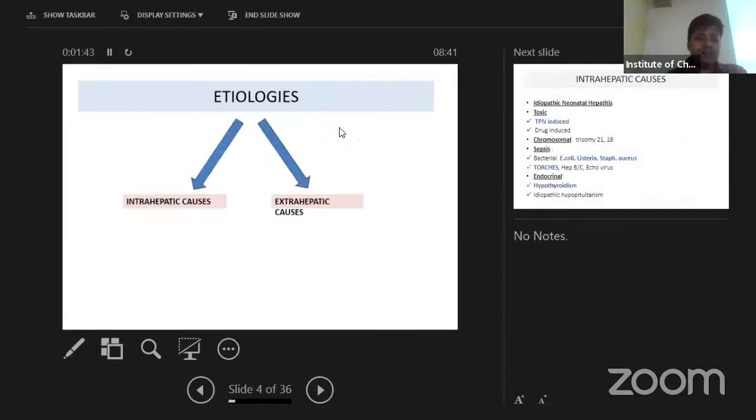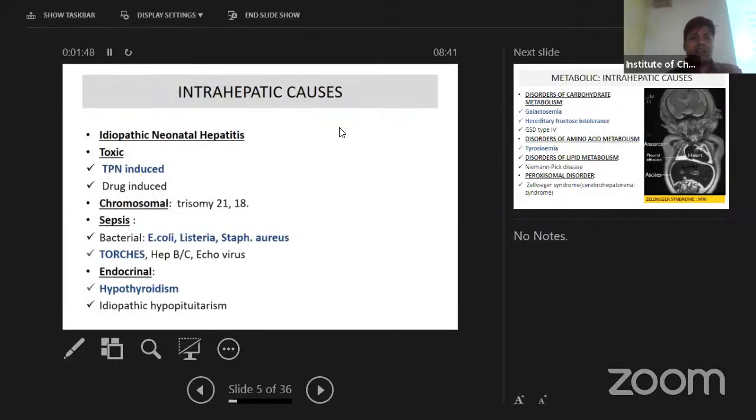Etiology: there are two types: intrahepatic cause and the extrahepatic cause. In the intrahepatic causes: idiopathic neonatal hepatitis, toxin-induced, total parenteral nutrition-induced, drug-induced, chromosomal anomalies like trisomy 21 and 18, sepsis like bacterial infection, E. coli, Listeria, Staph aureus, TORCH infection, hepatitis B and C, echovirus. In the endocrinal, hypothyroidism and idiopathic hypopituitarism.